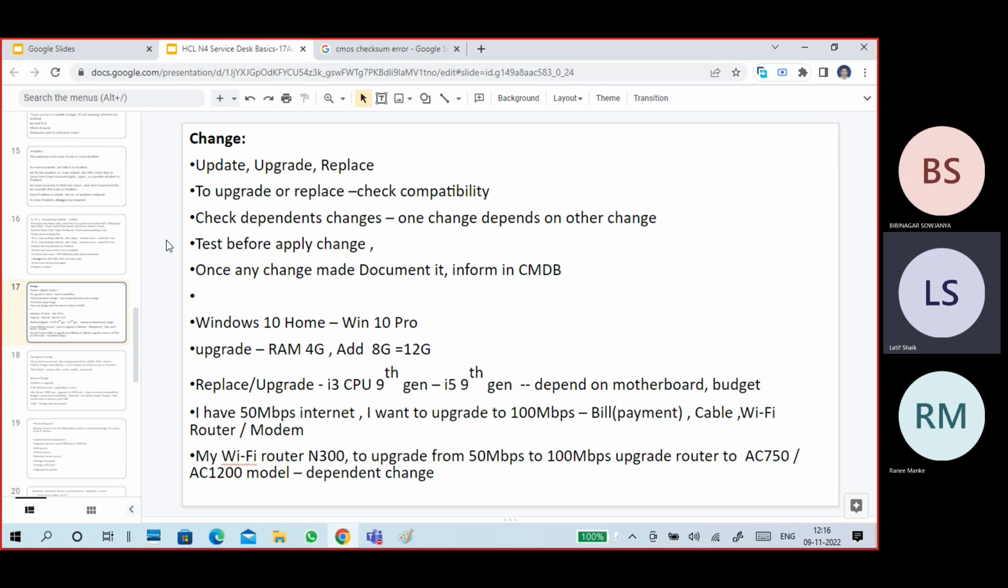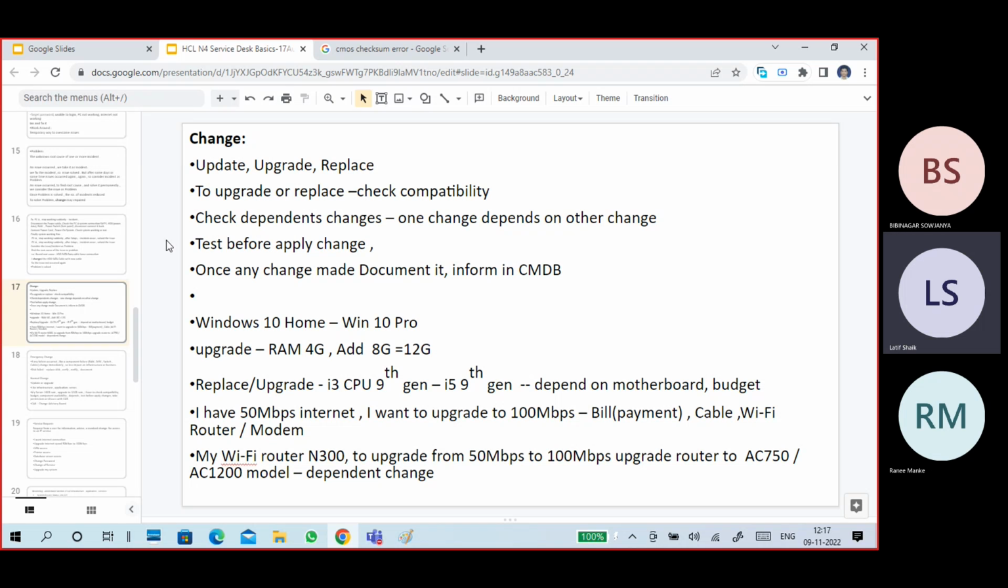Point is, you have a bike, you change the engine oil, you put petrol. Or maybe you have a laptop or a mobile phone, you upgrade it. App updates, mobile updates, Android upgrades, Windows 10 to Windows 11 upgrades are there. So update, upgrade, and replace come under changes. Just before, I said I changed the SATA cable.